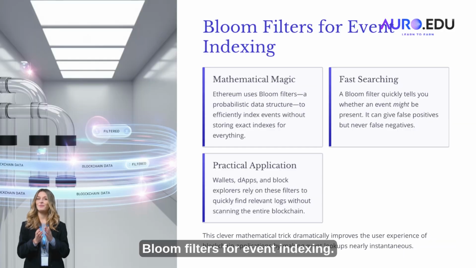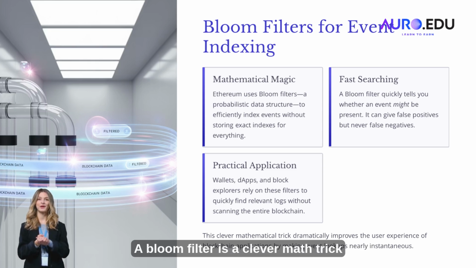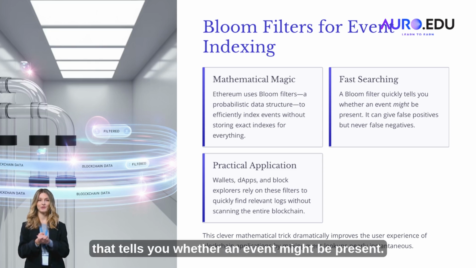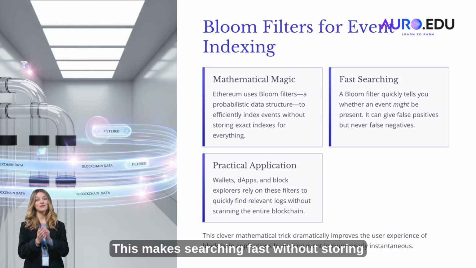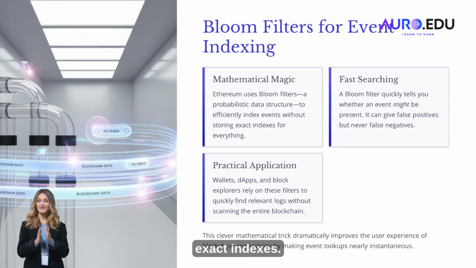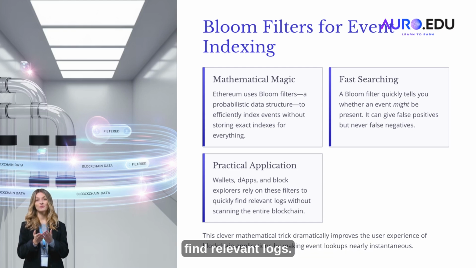Bloom filters for event indexing. Ethereum uses Bloom filters to index events. A Bloom filter is a clever math trick that tells you whether an event might be present. It can give false positives, but never false negatives. This makes searching fast without storing exact indexes. Wallets, dApps, and explorers rely on these filters to quickly find relevant logs.